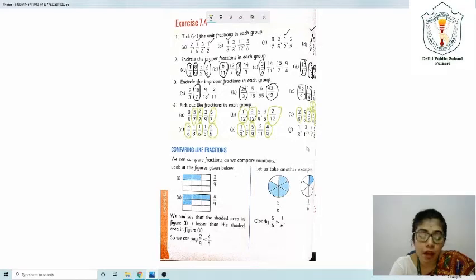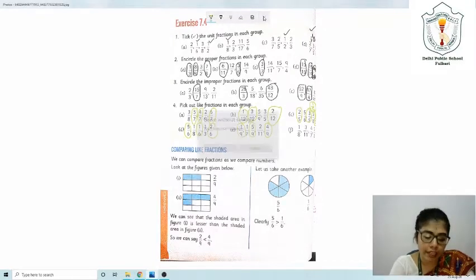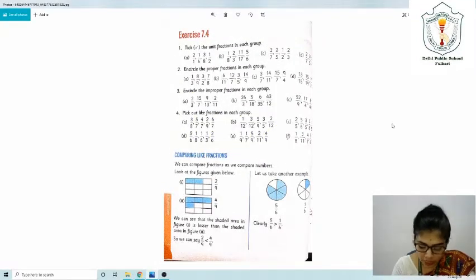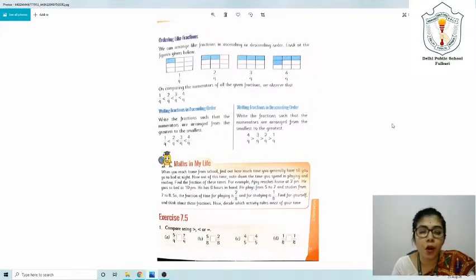And the last one, you will have to do it yourself. I'm not doing it for you. This is very easy, so you will have to do it yourself. Now we will move on to the next page, that is exercise 7.5. We have exercise 7.5 here. This also we will do in our book itself.